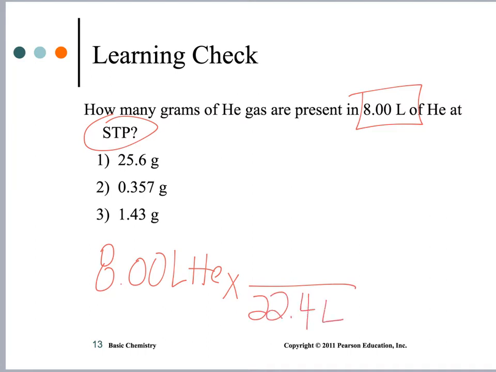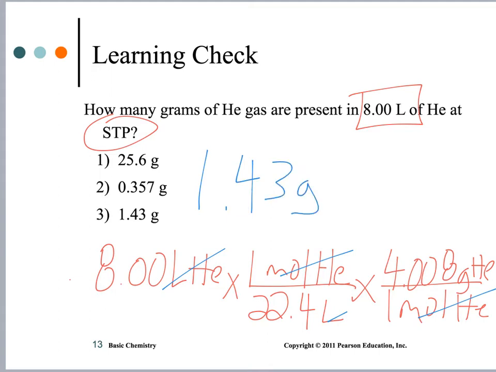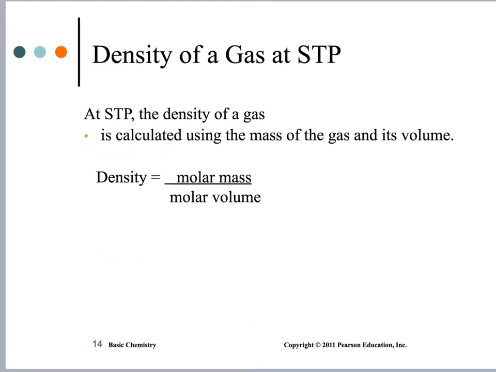times 1 mole helium per 22.4 liters, and then multiply by the molar mass, 4.00 grams per 1 mole helium. Again, we're back to crossing off units and all that wonderful stuff. When I multiply all of that together, I get 1.43 grams of helium. Box my answer because I'm a good student. Great job.